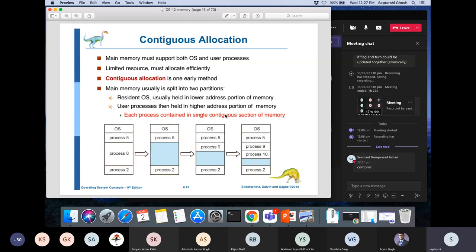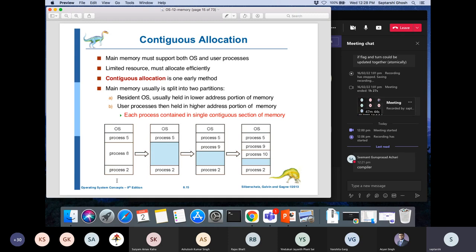Just by looking at the picture, you will see that every process will be allocated a contiguous block of memory, as much as the process needs. The lower portion of the memory is usually where the kernel of the OS itself resides, and the higher portion of the memory is initially vacant. As and when new processes come, they get a single contiguous section of memory as much as they need.